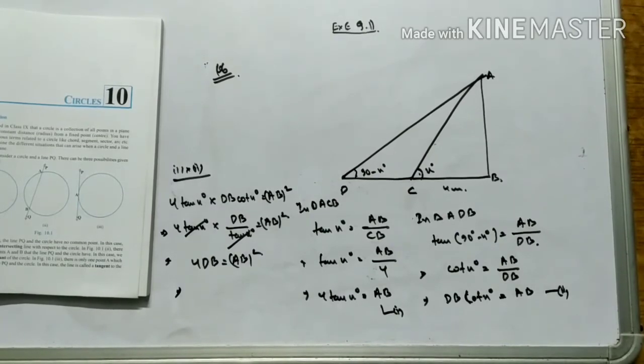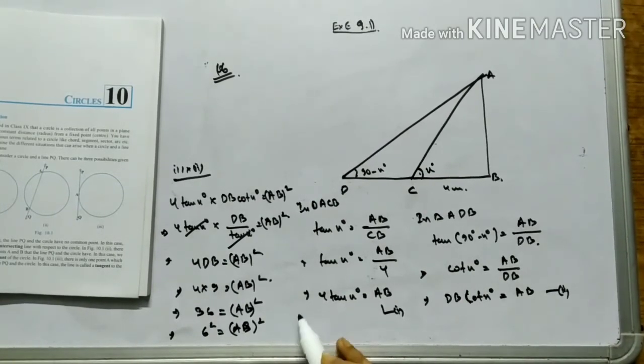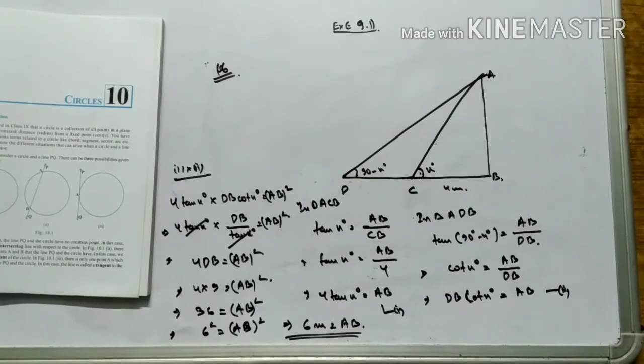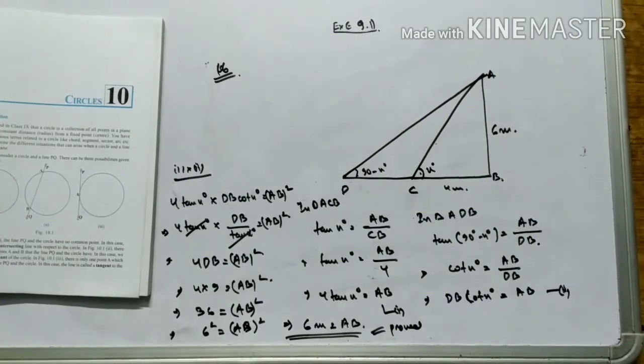Now DB value is given as 9. So 4 into 9 is equal to AB square. This is 36 is equal to AB square. So 6 square is equal to AB square. So 6 meter is equal to AB. Therefore this is proved. Do you understand? Therefore the height of the tower is 6 meter.